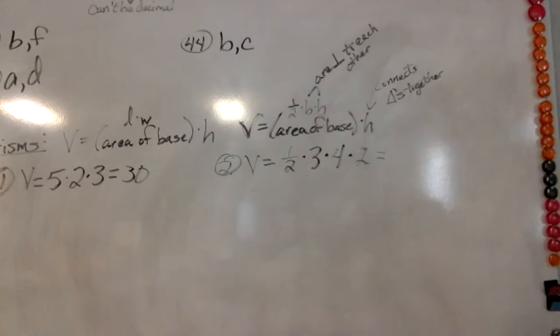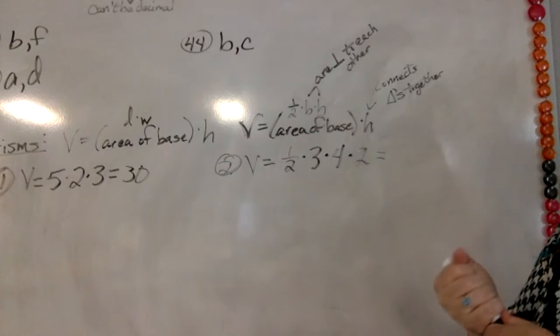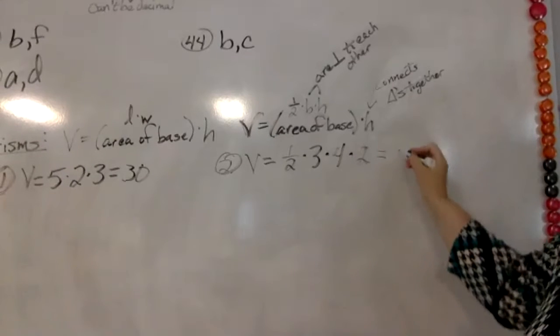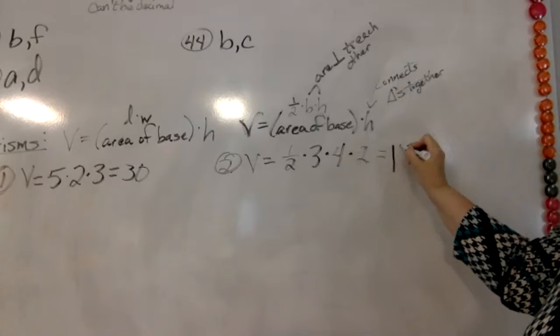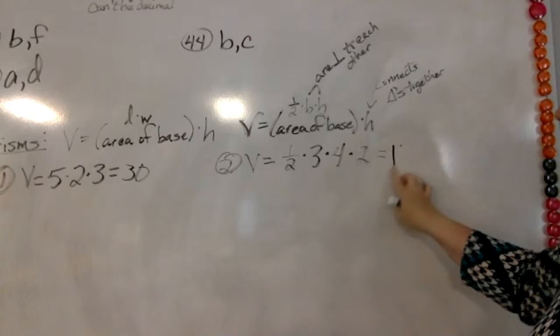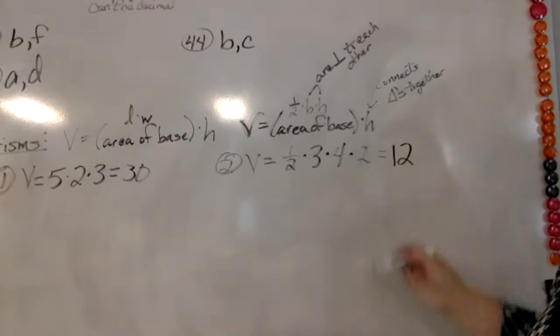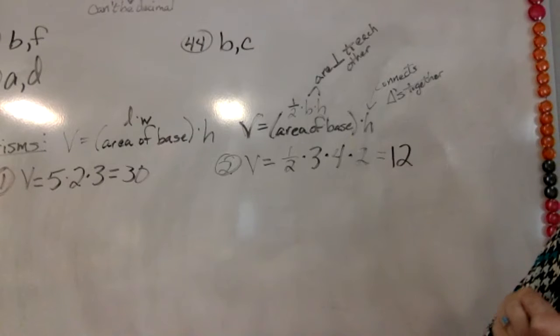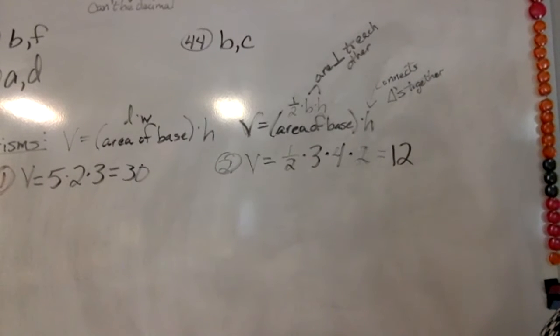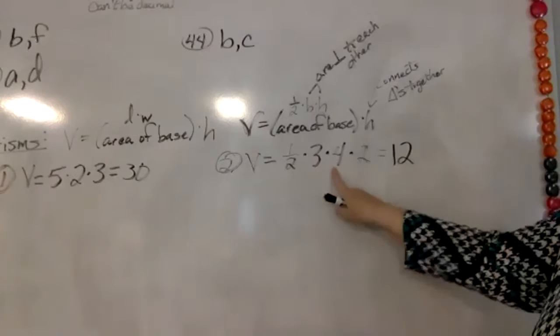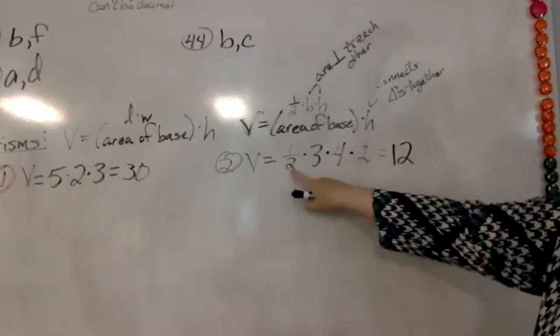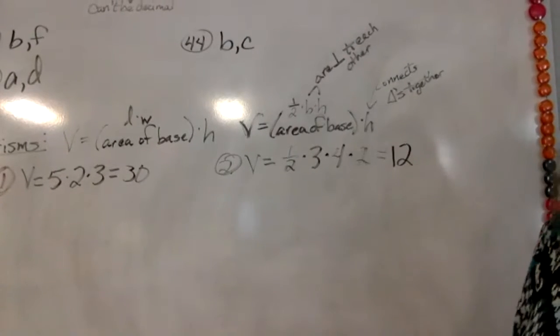Sorry, my marker's really. What is it? You agree with that? 1/2 times 3 times 4 times 2. Yeah, I agree with that. 12 times 2 is 24, 1/2 of 24 is 12.